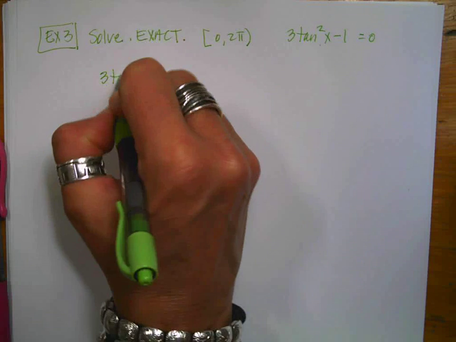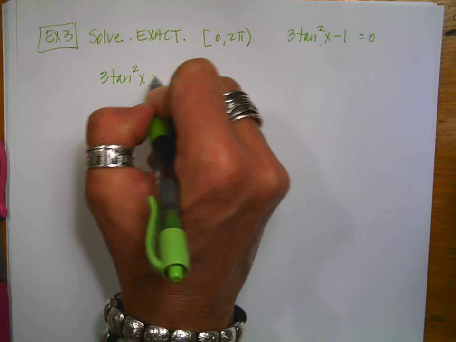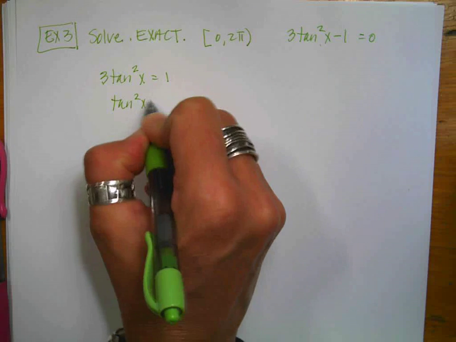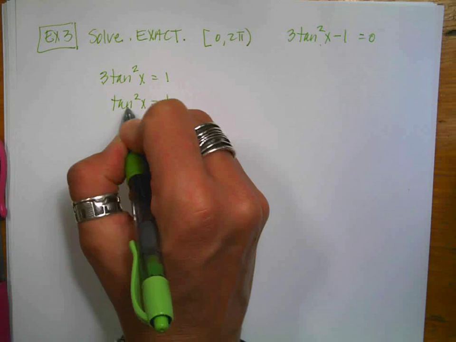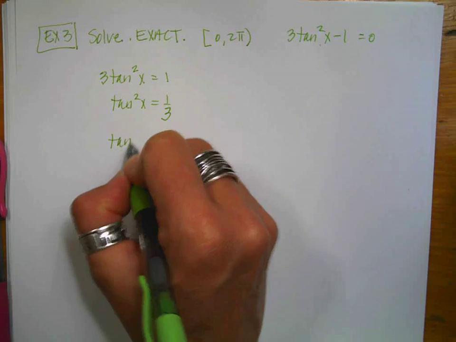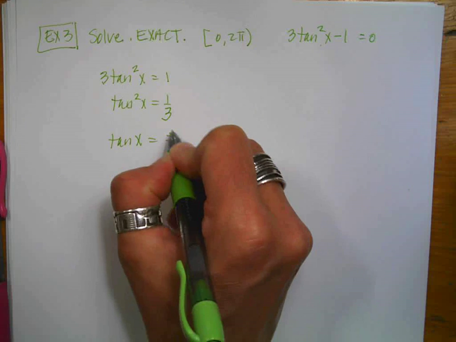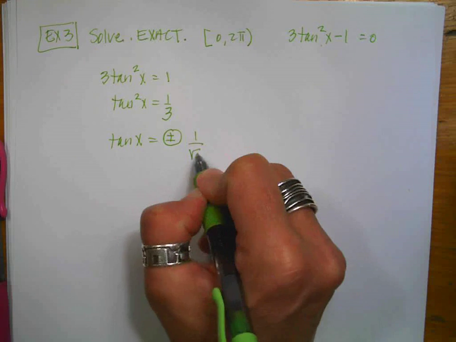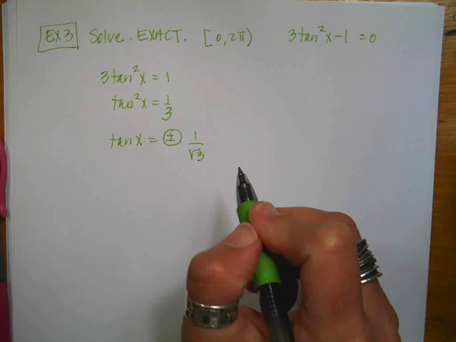So I'm going to take the 1 to the other side. So 3 tangent squared x equals 1. Divide by 3. The tangent squared of x is 1/3. Take the square root of both sides, and I get the tangent of x is plus or minus, don't forget your plus or minus, 1 over radical 3.